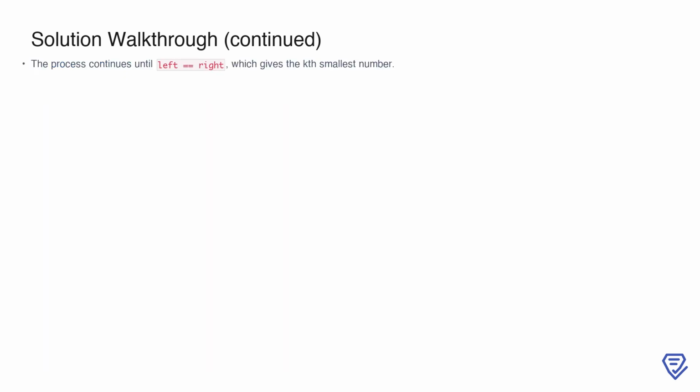This method continues until the left boundary equals the right boundary, at which point we have successfully identified the kth smallest number in the multiplication table. By leveraging binary search and the efficient row-wise counting approach, we solve the problem in a way that balances clarity and computational efficiency, even for larger values of m, n, and k.